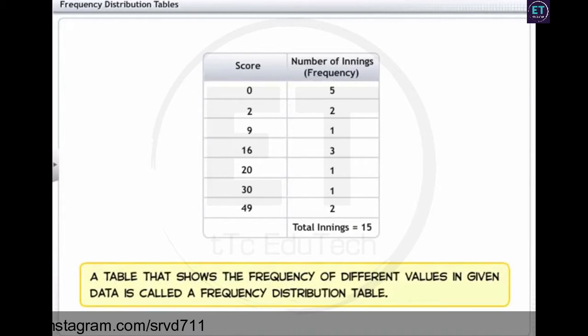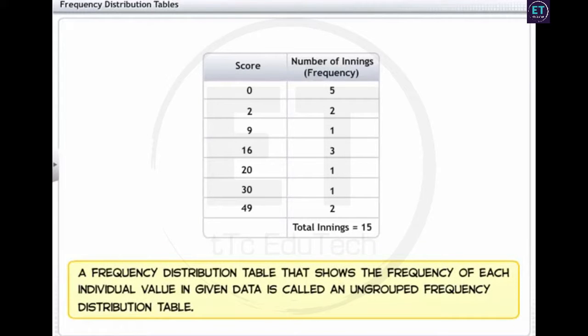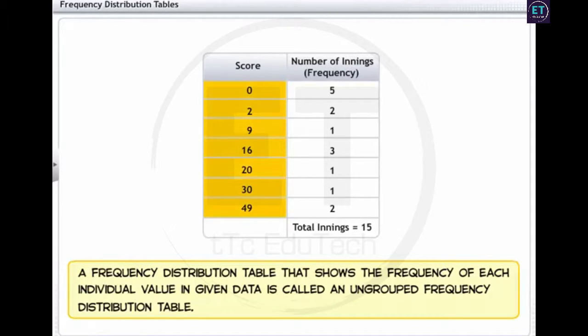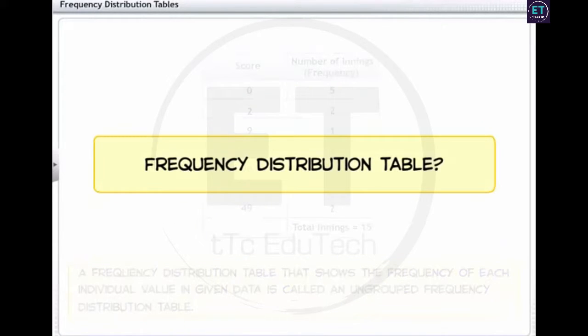Since this table shows the frequency of different values in given data, it is called a frequency distribution table. The frequency distribution table shown here gives the frequency of each individual value in the given data. It is called an ungrouped frequency distribution table. Is there any other type of frequency distribution table? Let's find out.